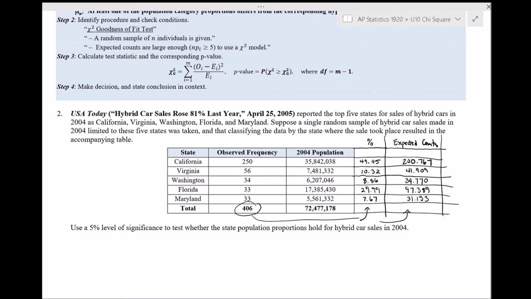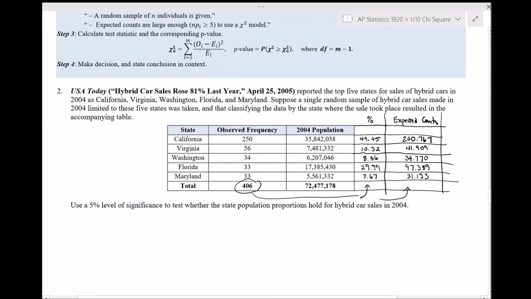If you look at Florida, Florida was under what was expected, and quite a bit. So only 33 people, but there was an expected 97 people who should have purchased a hybrid car. So that sort of thing. So are these very different from what was expected? Are the observed counts very different from the expected counts? That's the question we want to answer.